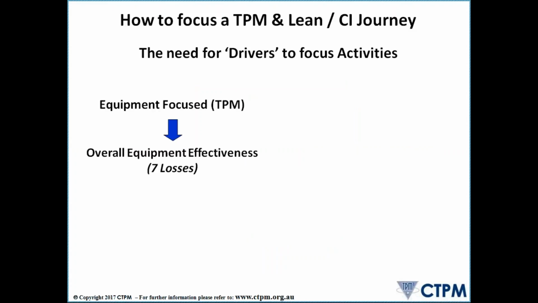And there are two drivers, and we talk about TPM and Lean, because TPM was developed before Lean, so Lean could actually work, or the Toyota production system could actually work. So I'll just go through TPM first. TPM is all about getting the equipment, making sure the equipment's working perfectly, and we use a measure called overall equipment effectiveness as a driver to focus our efforts.